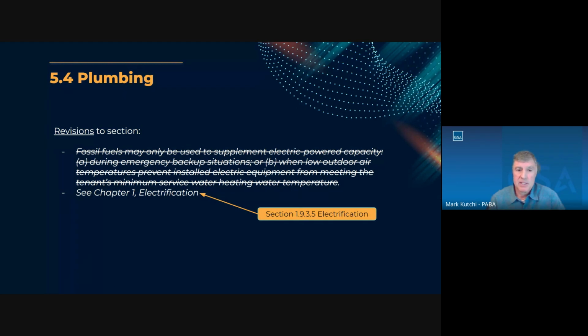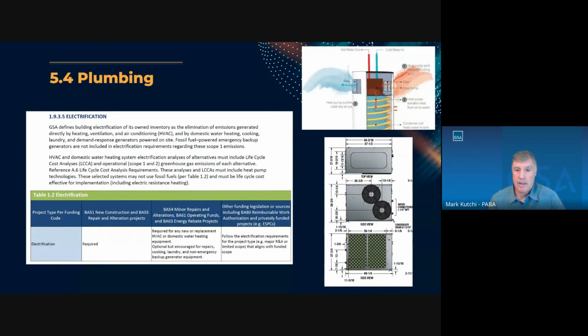Okay, the plumbing section. There was a section deleted in the plumbing section that was discussing fossil fuels and supplemental electric heat, et cetera. But as Bobby pointed out in the previous mechanical slides, that reference was deleted. And the section now just refers to the electrification section, section 1935. And as Bobby pointed out, section 1935 requires heat pumps and/or electric water heaters for domestic water heating.